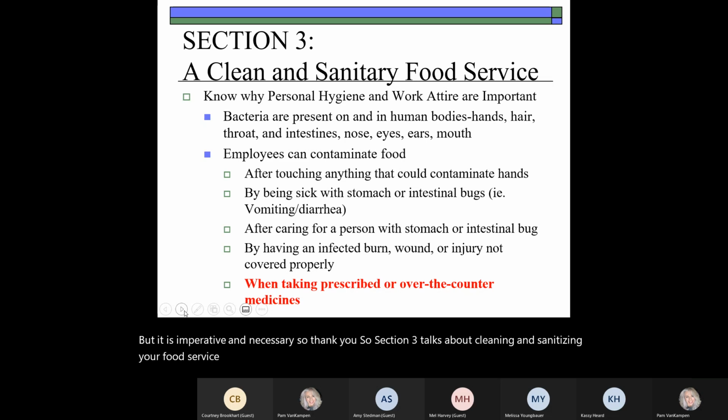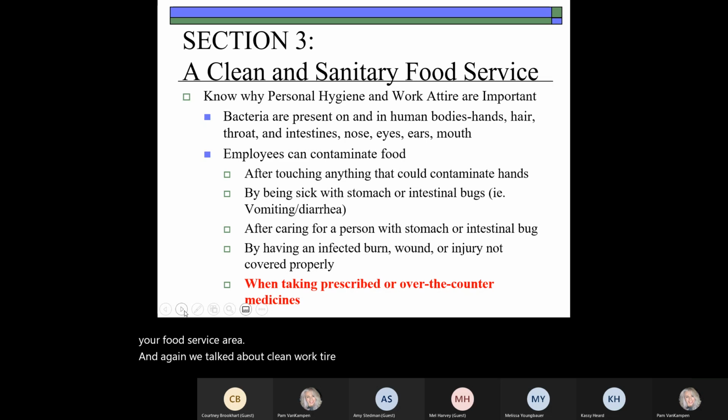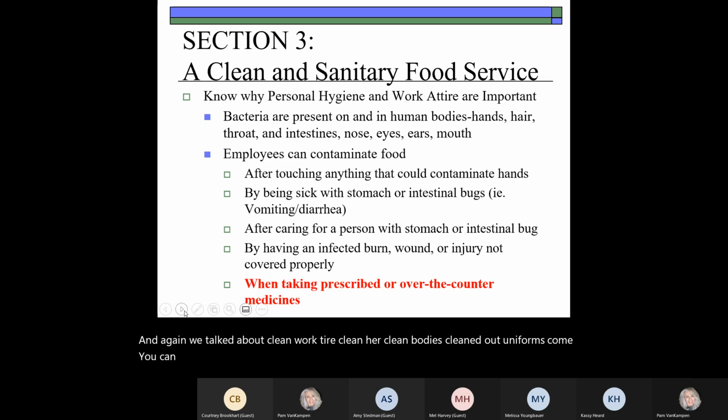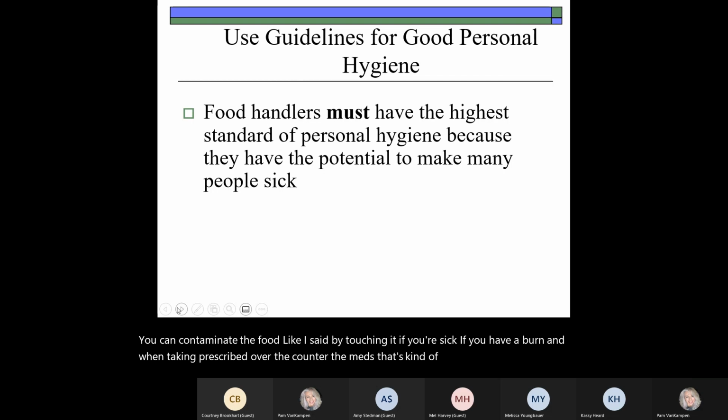And again, we talked about clean work attire, clean hair, clean bodies, clean uniforms. You can contaminate the food, like I said, by touching it if you're sick, if you have a burn, and when taking prescribed or over-the-counter meds. This is a little review.